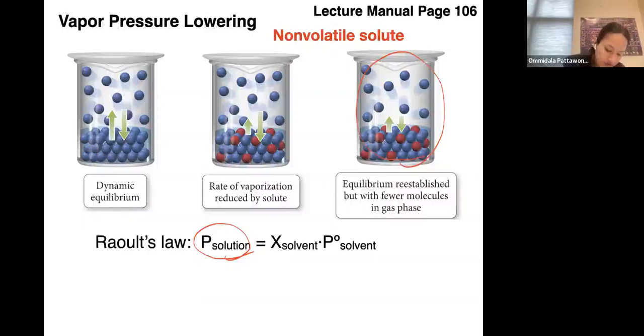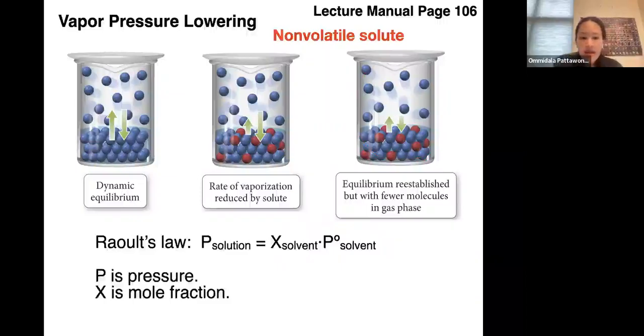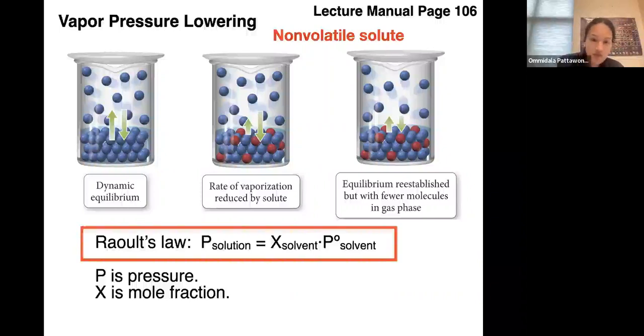the mole fraction of the solvent multiplied by the partial pressure of the pure solvent. This tells us how much solvent we have and how much it contributes to the vapor pressure. So in this case, again, the P stands for pressure, or partial pressure, or vapor pressure. X is going to be the mole fraction. This equation right here is going to be given on the exam.